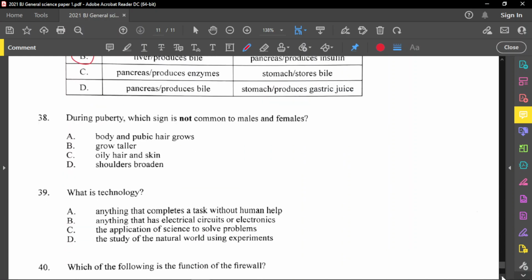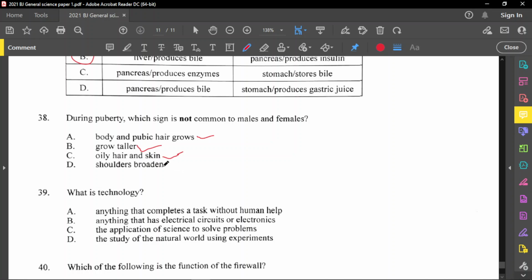38, it said during puberty, which sign is not common to males and females? Body and pubic hair grows, that's for both persons, so yes. Grow taller, yes, usually males and females grow taller. Oily hair and skin, yes. That is why you see pimples sometimes, because when you reach puberty, your face becomes a little bit oily, and the oil and the dirt will clog the pores of the skin, and you may get blackheads or pimples whenever you are at the stage of puberty.